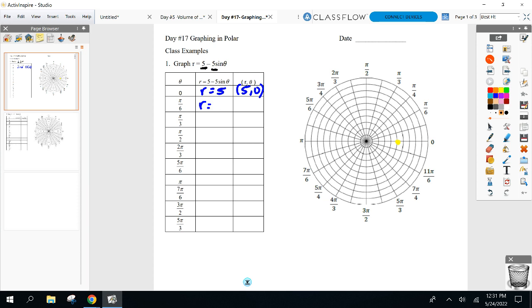For the middle graph, do we always have to write 5 or R equals? We just write the answer. I don't care. 2.5? How's 2.5? If not, let me know, please. 2.5? Yeah. All right, so go to pi over 6 and go about 2.5 circles out.